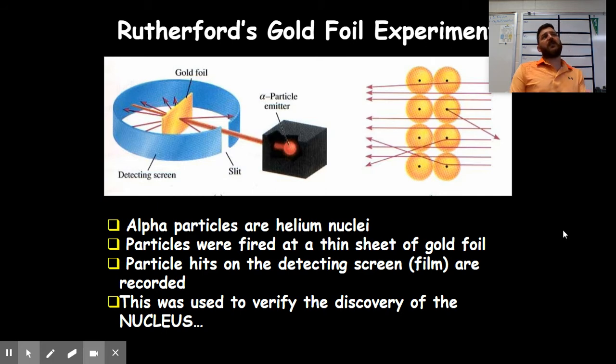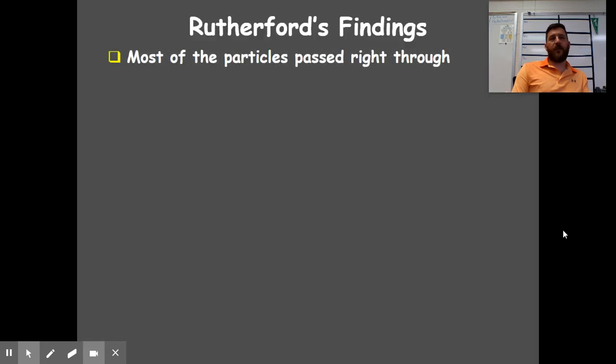Within the nucleus of an element, you have protons, which are positively charged. You have neutrons, which have no charge. They're neutral. So neutrons are neutral, protons are positive, and electrons are negative.